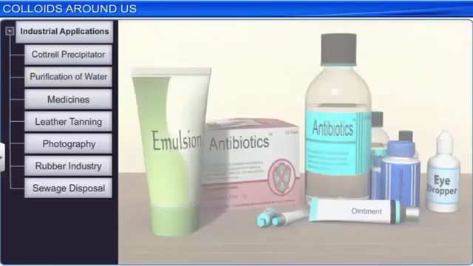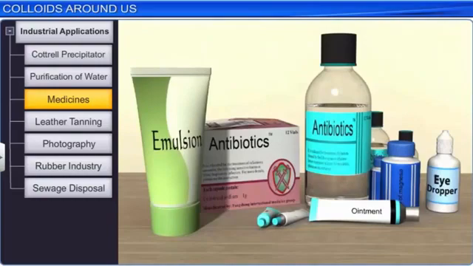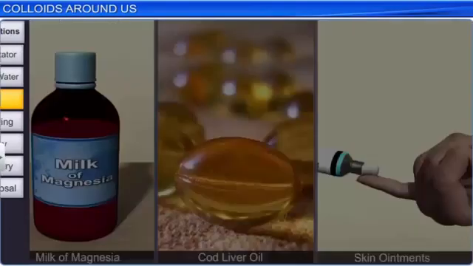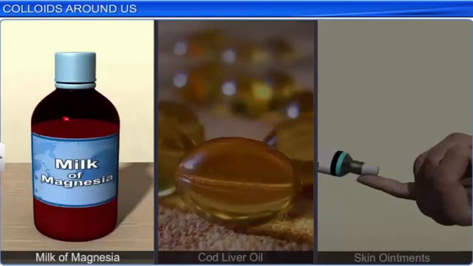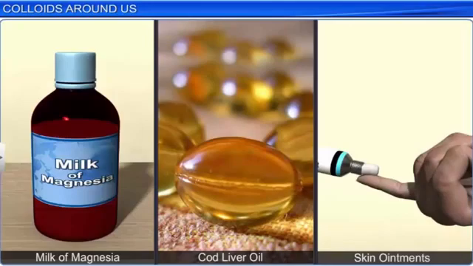Yet another application of colloids is in medicines. Colloidal medicines are more easily assimilated by the body system, as they can act over a large surface area. Therefore, they are more effective. It is for this reason that a large number of pharmaceutical preparations are emulsions. For example, milk of magnesia is used for stomach disorders. Cod liver oil and skin ointments are all emulsions.